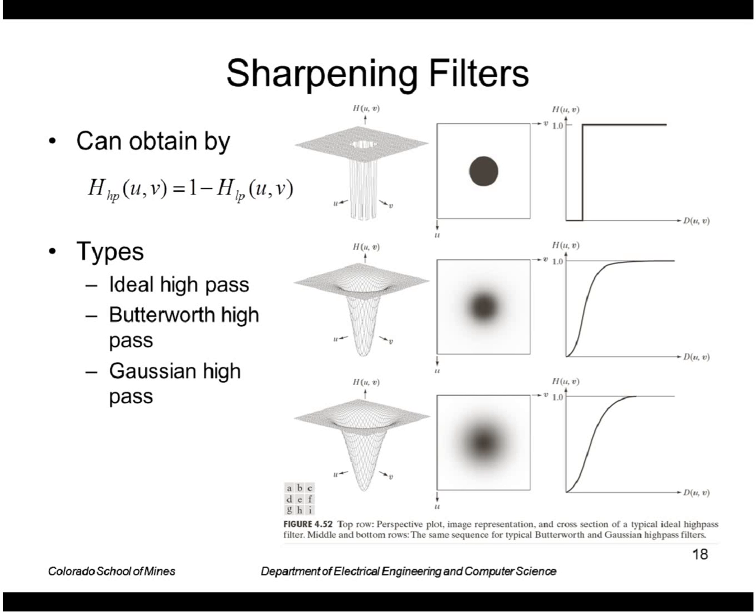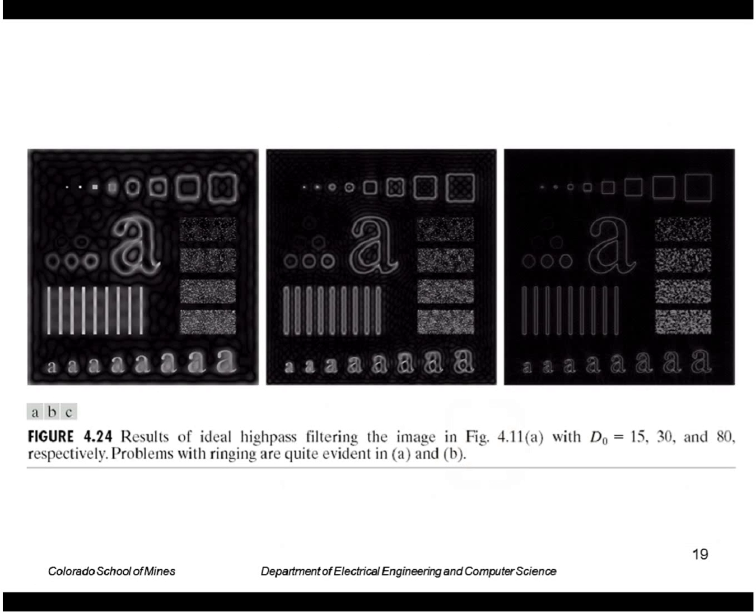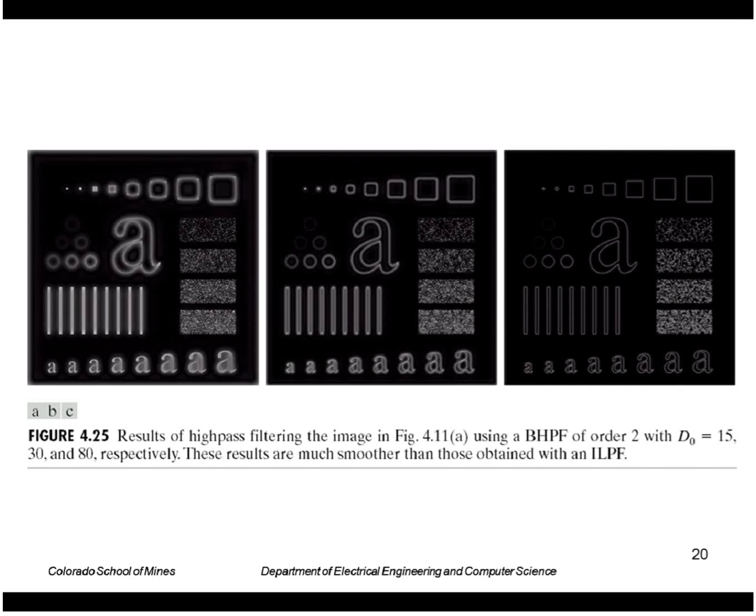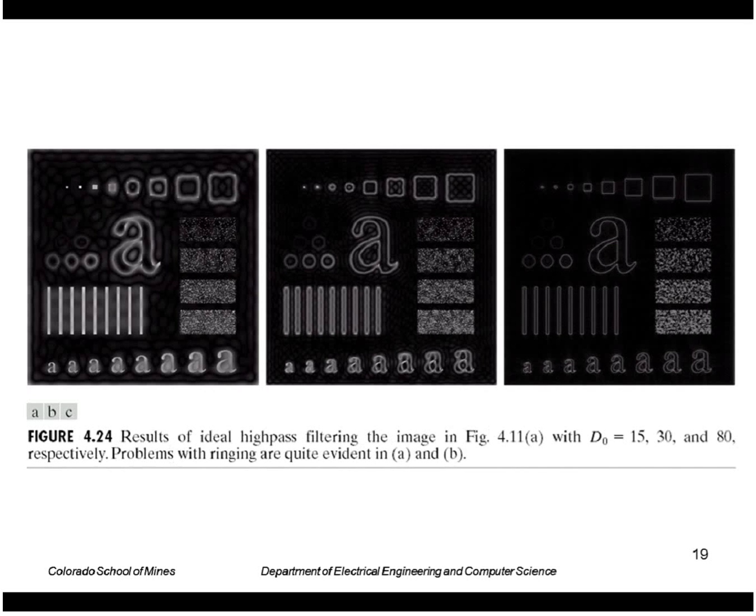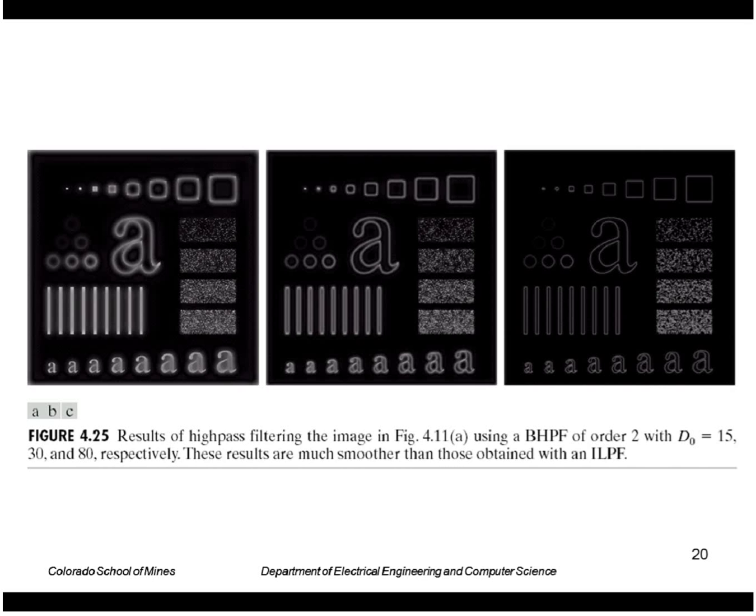Okay, let's look at sharpening filters. So a sharpening filter is very easy to think of as just taking 1 minus a low-pass filter. So in the case of an ideal low-pass filter, it looks like an inverted disc. Similarly for a Butterworth high-pass filter and a Gaussian high-pass filter. So here are some results of high-pass filtering with Butterworth filter and, let's see, no, this is an ideal high-pass filter, and this is a Butterworth.